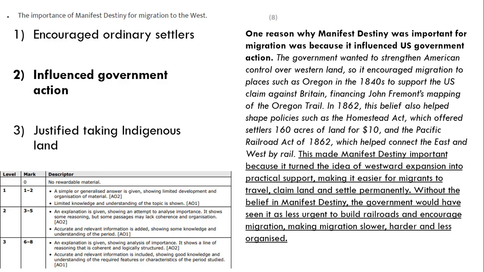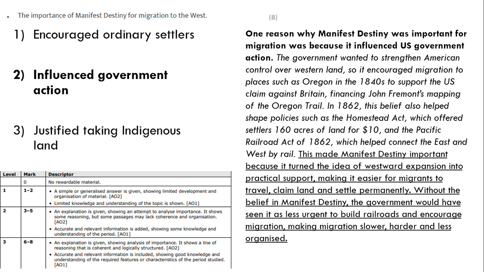So that is our first sentence in bold. We'll continue from the italics. The government wanted to strengthen American control over Western land, so it encouraged migration to places such as Oregon in the 1840s to support the US claim against Britain, financing John Fremont's mapping of the Oregon Trail. In 1862, this belief also helped shape policies such as the Homestead Act, which offered settlers 160 acres of land for $10, and the Pacific Railroad Act of 1862, which helped connect the East and West by rail.